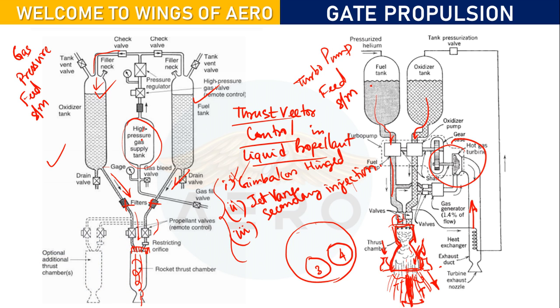Just imagine 1, 2, right? Now I am activating 1 and 3. What will be the motion of the rocket? Which side will it move? It will form a yaw movement. It will move towards this way, because on this side thrust is there and on the other side thrust is not there, right?